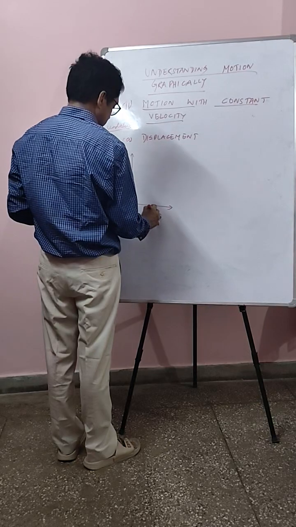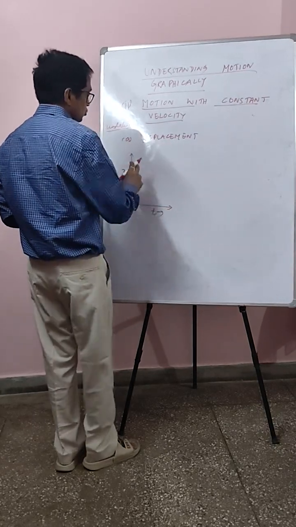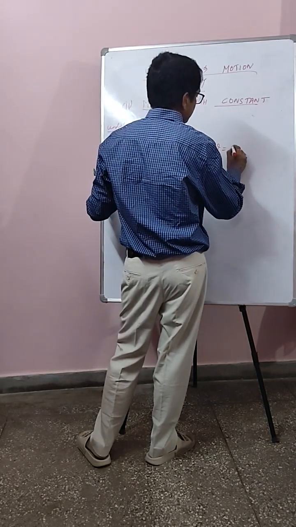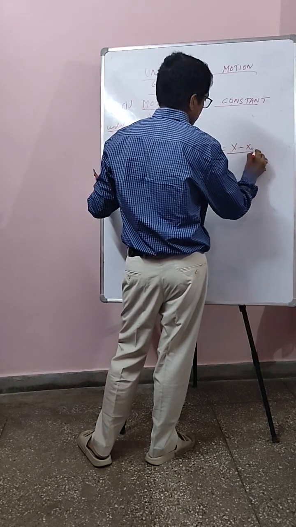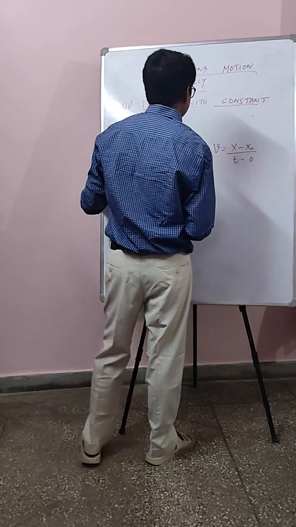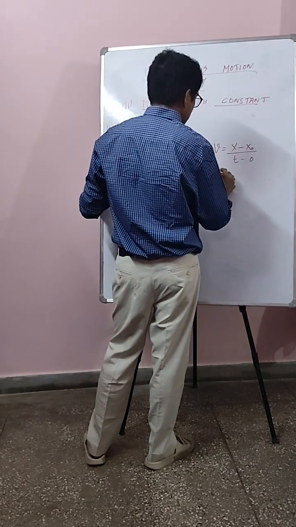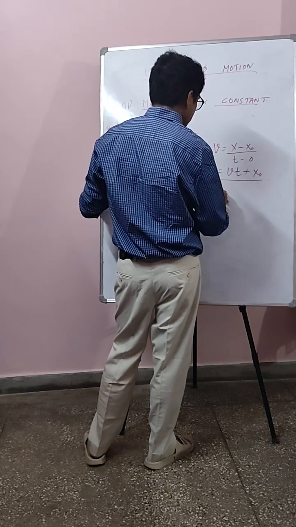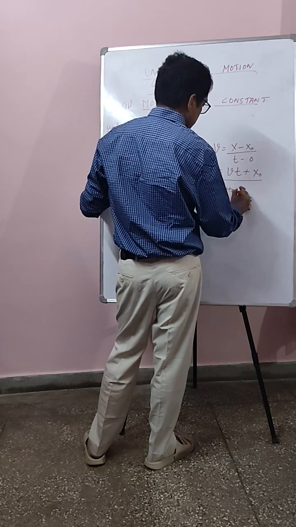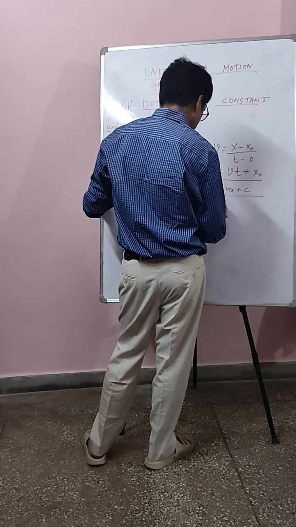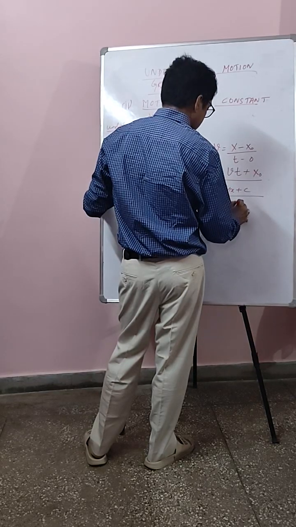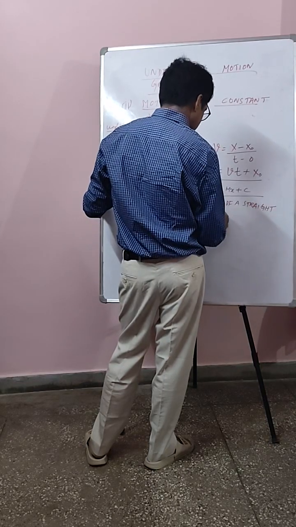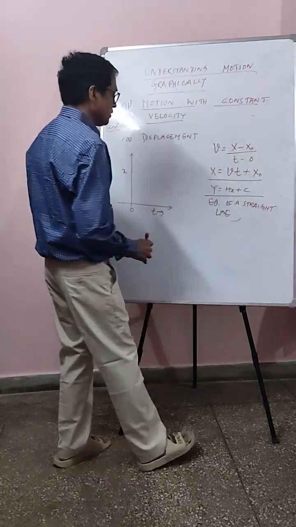This is x, and this is time t. So we have motion where velocity is constant. So velocity equals (x minus x0) upon (t minus 0), taking the time at t equals 0. So x equals vt plus x0. And what is this? This is the equation of a straight line, y equals mx plus c.